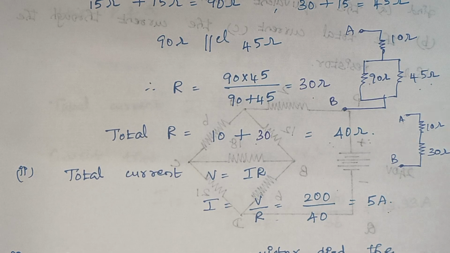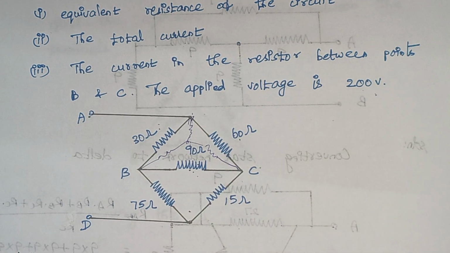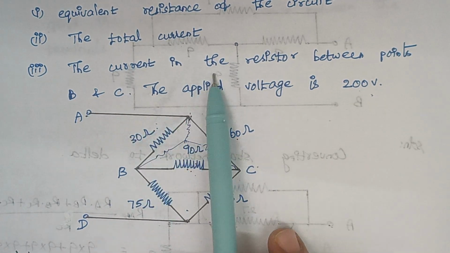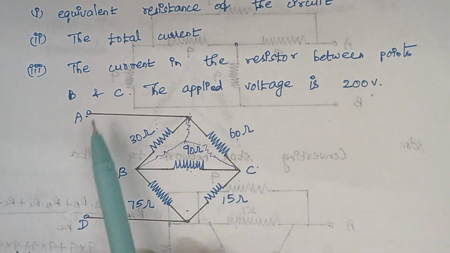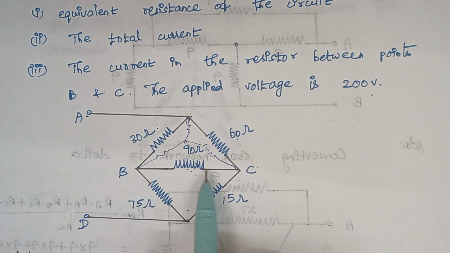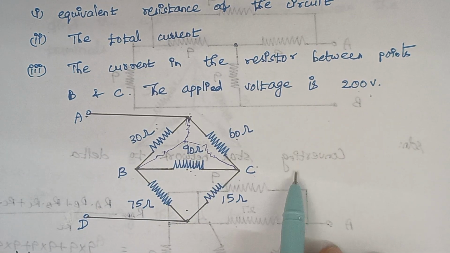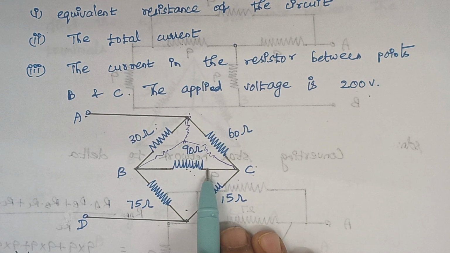Then the next part is, we need to calculate the current in the resistor between points B and C. That is, we need to calculate the current flowing through this 90 ohm resistor.